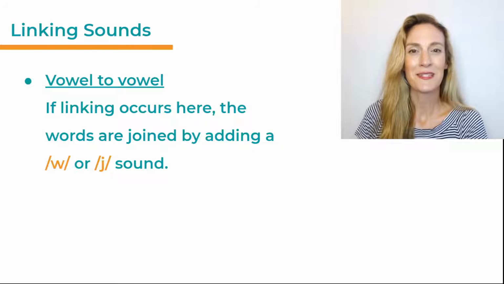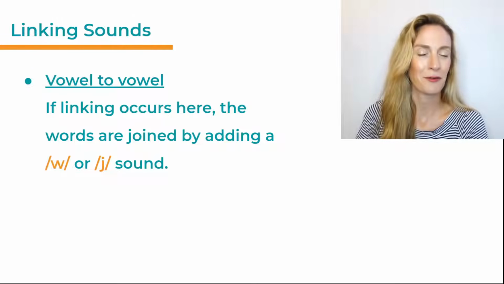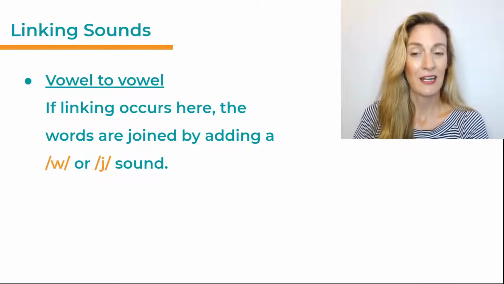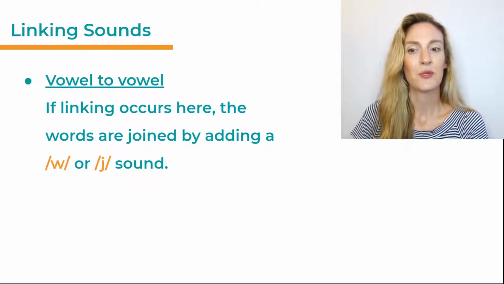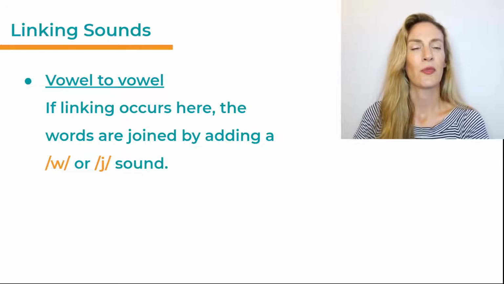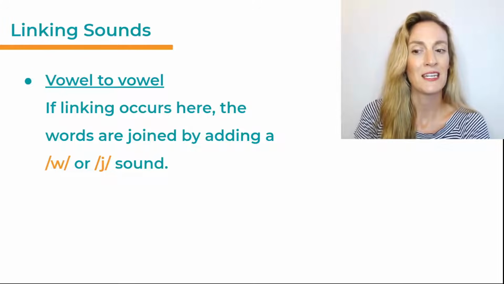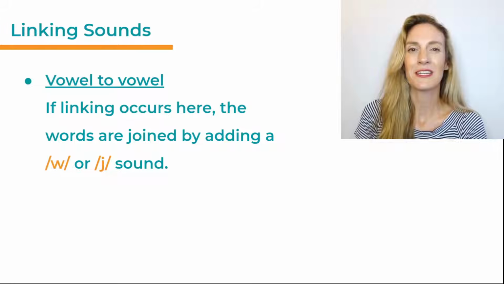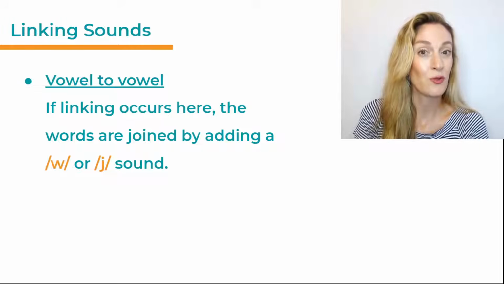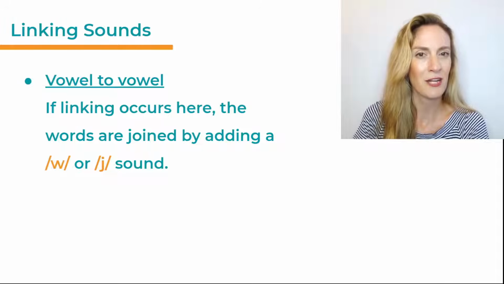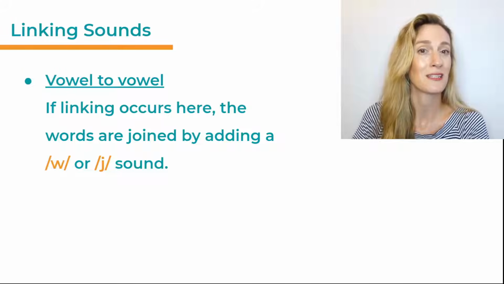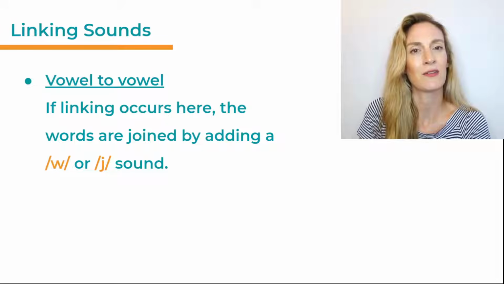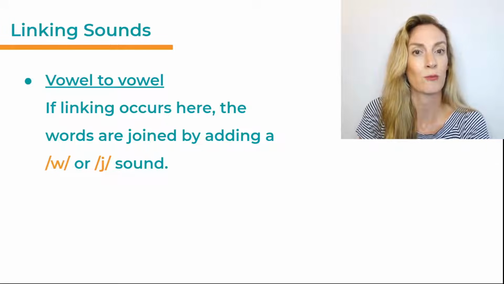Now, what happens when we have vowel next to vowel sound over a word boundary? There can also be linking. Now, it doesn't always happen, but if linking occurs here, the words are joined by adding a w or y sound. And maybe you've seen my video on semivowels, and you know that w and y are very special consonant sounds, and they're also called semivowels because of their properties. If you want to find out more, have a look at my video on semivowels. I will link to it in the description box below.